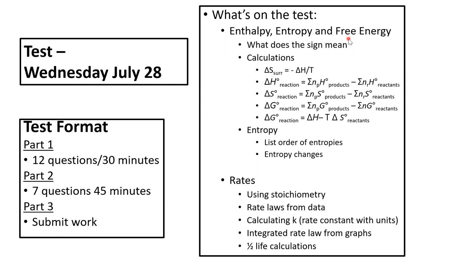And for delta G, if your delta G value is negative, the process is spontaneous. If delta G is positive, it's non-spontaneous. Now, we had some equations that we dealt with. We can calculate the entropy change for the surroundings by taking the negative enthalpy change divided by temperature. We can calculate the enthalpy for a reaction by taking the sum of the products minus the sum of the reactants.